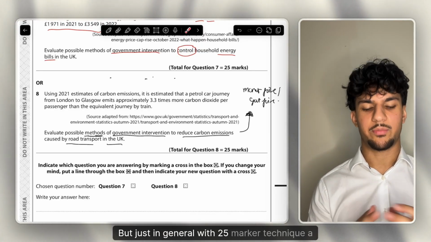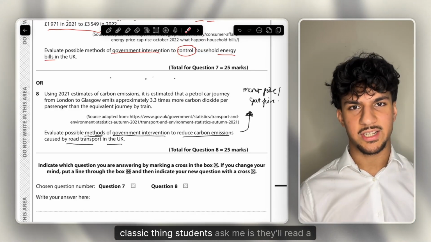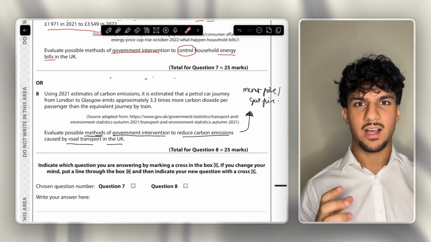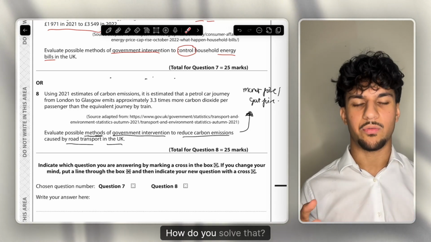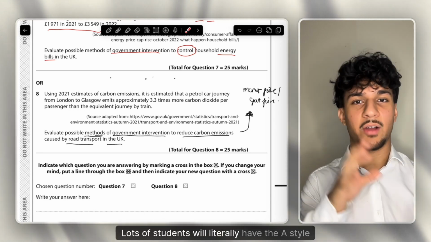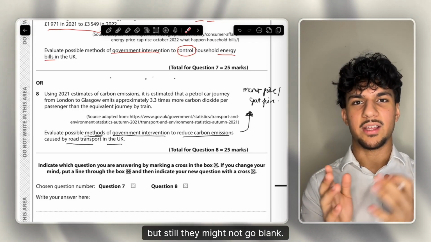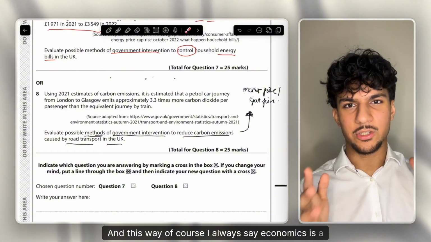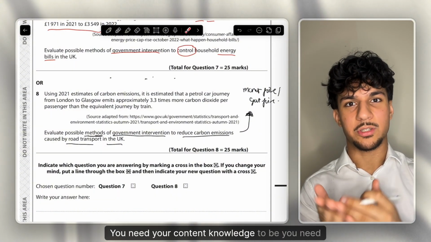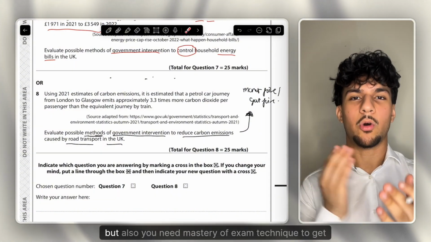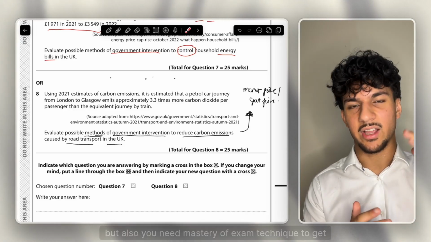But just in general, with 25 marker technique, a classic thing students ask me is they'll read a question and their mind will go blank. How do you solve that? Lots of students will literally have the A-star content knowledge where they'll know everything, but still their mind will go blank. And this is why, of course, I always say economics is a double-edged sword. You need mastery of content knowledge, but also you need mastery of exam technique to get that A and A-star.